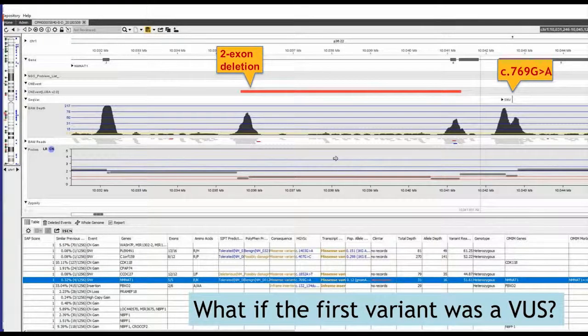And more importantly, in this particular case, we did not miss the diagnosis because the first variant that we detected was the known pathogenic variant. So we knew that we needed to pursue this further and look for copy number abnormality in the second allele.